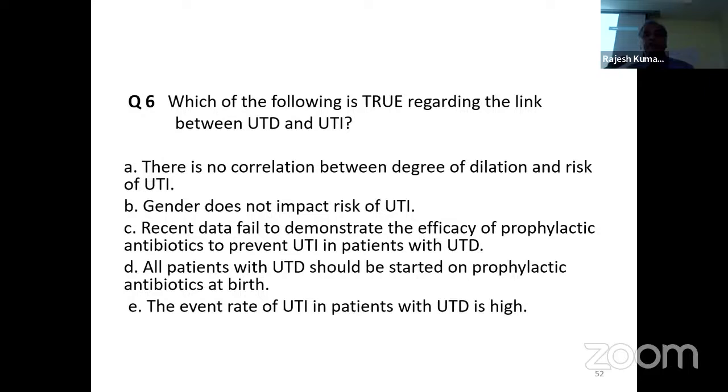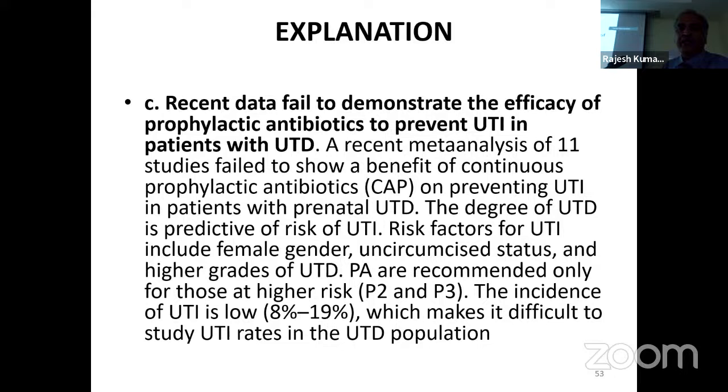So recent data failed to demonstrate the efficacy of prophylactic antibiotics to prevent UTI in patients with UTD. So all patients with UTD would not require prophylactic antibiotics. Only the high-risk group would require. So putting all these patients on prophylactic antibiotics is not a very good recommendation. So I think this is the answer. Yes. A recent meta-analysis of 11 studies failed to show a benefit of continuous prophylactic antibiotics on preventing UTI.